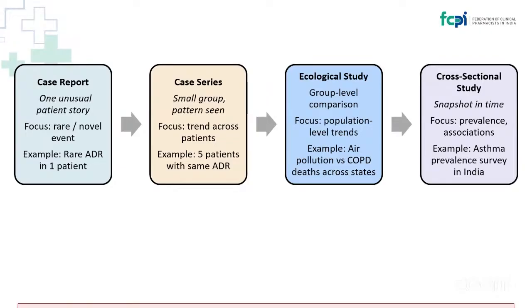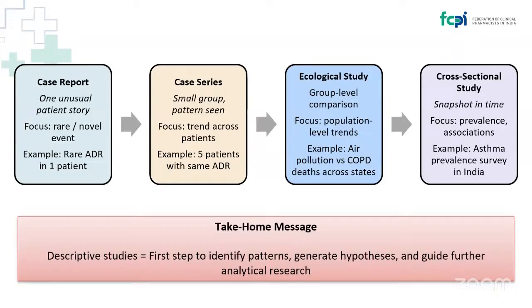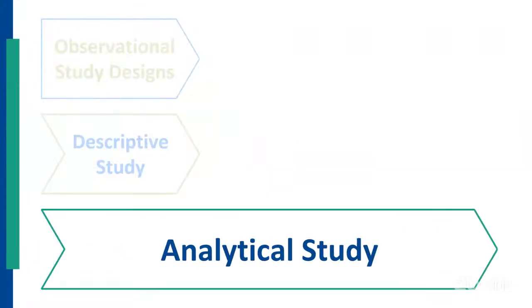So, in short, the take-home message from the descriptive study is that the descriptive study is the first step to identify the pattern of the disease. It will generate a baseline hypothesis, and it will guide further analytical research. Now, the second type of observational study design is analytical observational study. Analytical observational study is divided into two types: cohort study and case control study. First we will see cohort study.